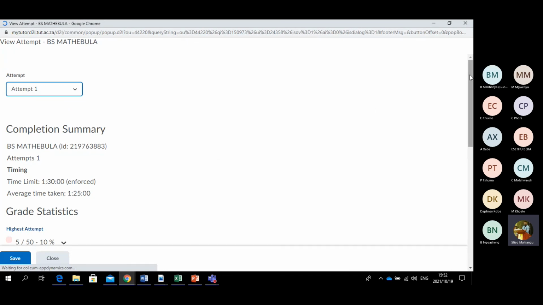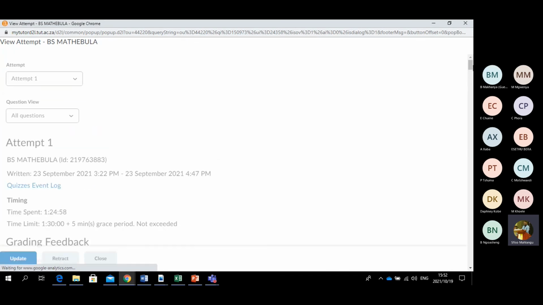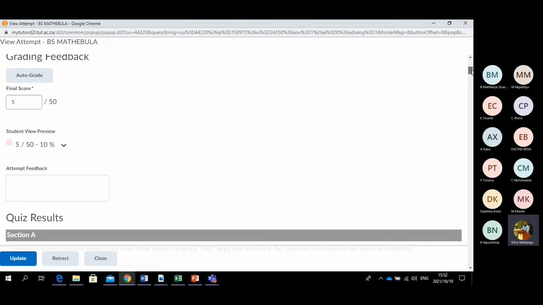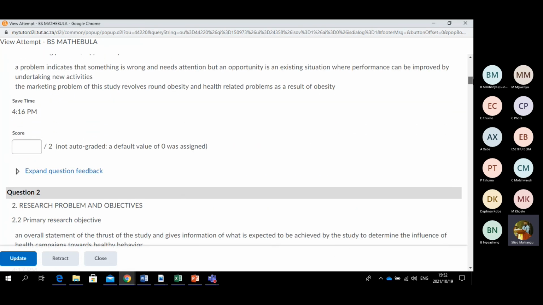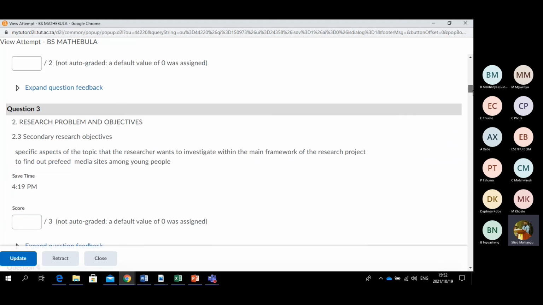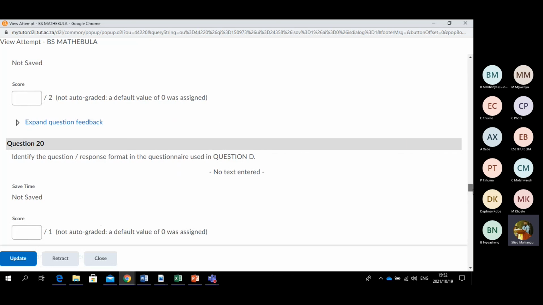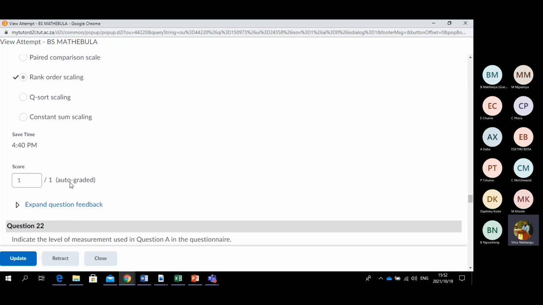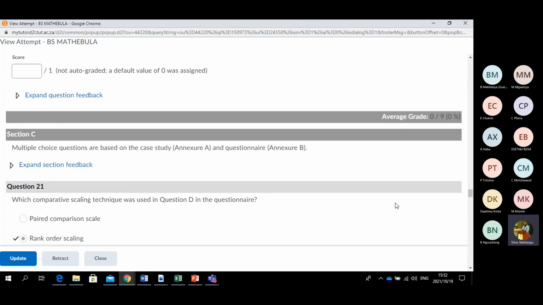If you go here, it also shows you. I think it's important for all of you who are here to understand how this process works. When you read here, it says not auto-graded, meaning that I haven't marked all these questions. The only ones that are marked are the ones that you will see as auto-graded, which was just multiple choice. Those answers are the ones without long questions and marks.